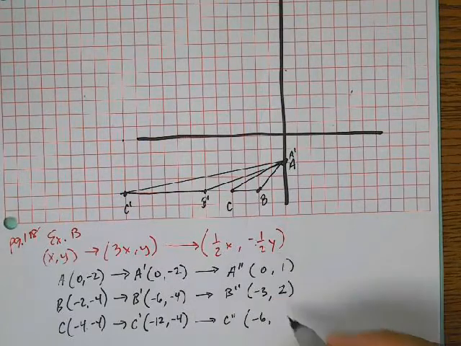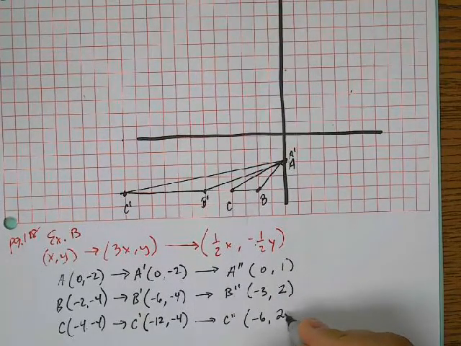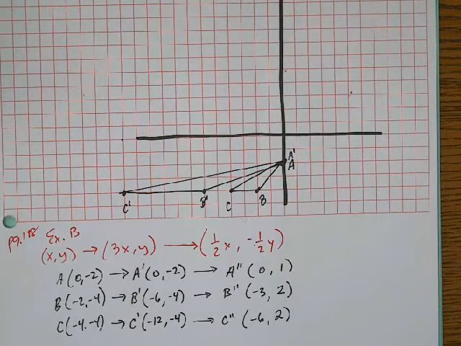Negative 4 times negative 1/2 is positive. We get 2. There's our 3 new ones. I would follow this pattern for every single one.